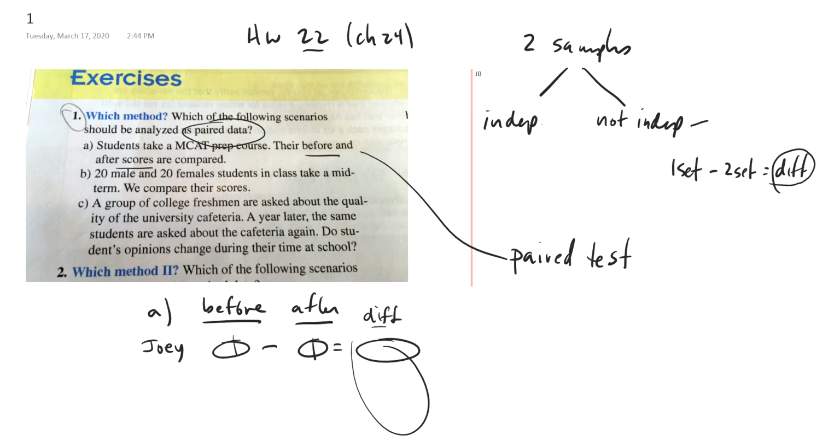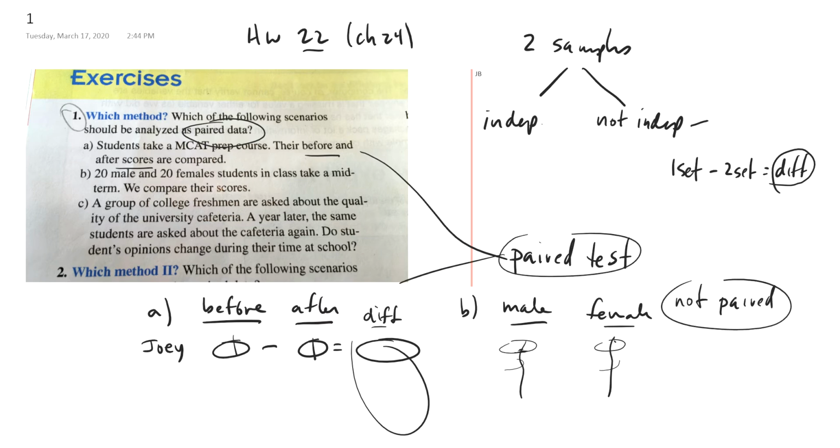Okay, now B, 20 male and 20 female students in a class take a midterm. You're going to compare the scores. So for B, we've got the male scores and the female scores. Is there some sort of association between the males and the females? I mean, yes, they're in the same class, but is this male score somehow related to this female score and on down the list? The answer is no, because I can swap these up. There's no order that I have to put these in. So B would be not paired, and A is paired.